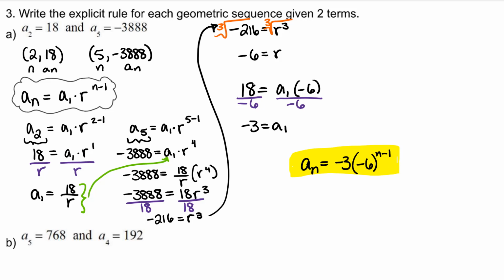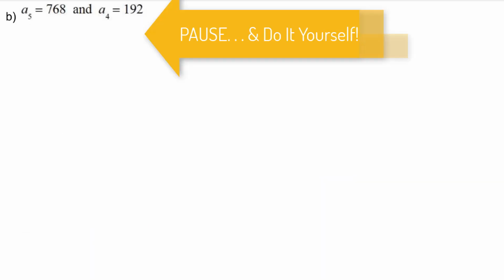When it came to an exponential function, the base of your exponent cannot be negative. When it comes to a sequence, it can definitely be negative. That means you have terms that alternate signs. Use the same process we did in part A to try part B. Press play when you're ready to check.